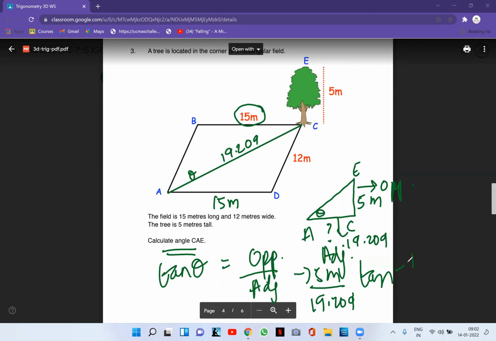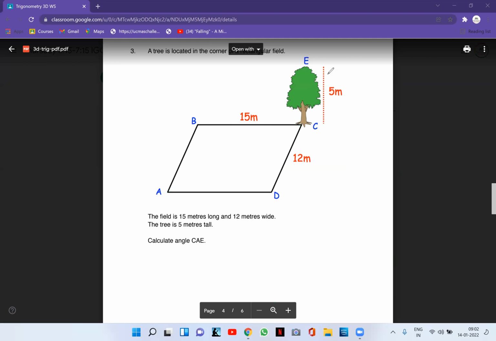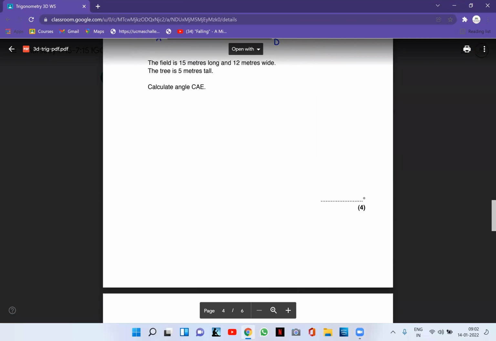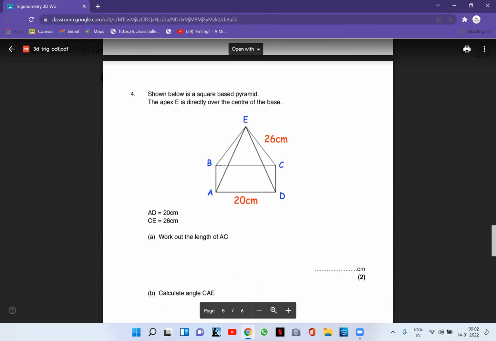12 square plus 15 square is 369. Root of 369 is 19.20. We got 19.20. Yeah. So 5 divided by 19.20, tan inverse. So yeah, it is 14.6 degrees. Sorry, I have done some calculation error. So this theta, what I got is 14.60 degree, and that is what they have asked. Theta is equal to 14.60 degree. Right? Let's go to the next sum, which is question 4.